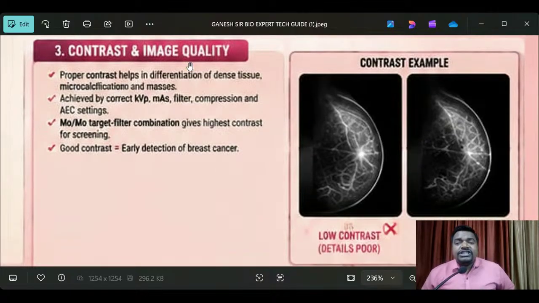See here, contrast and image quality of the mammography. See this picture, what I'm showing here. Contrast example for your understanding purpose. Low contrast shows poor details. I'm going to show you poor quality and good quality.